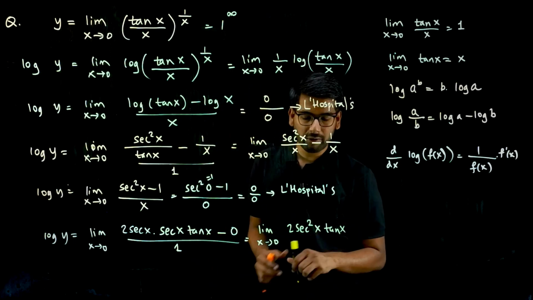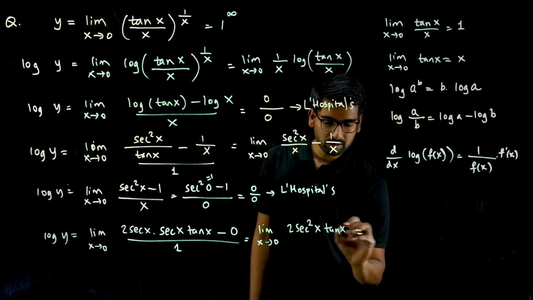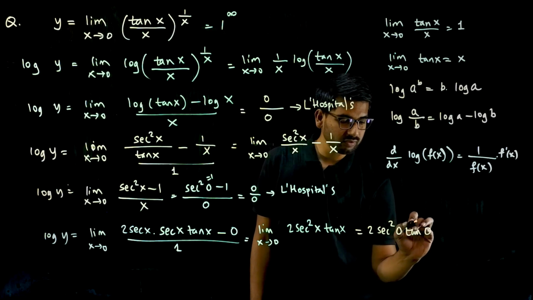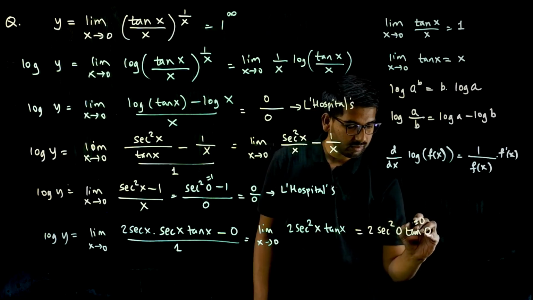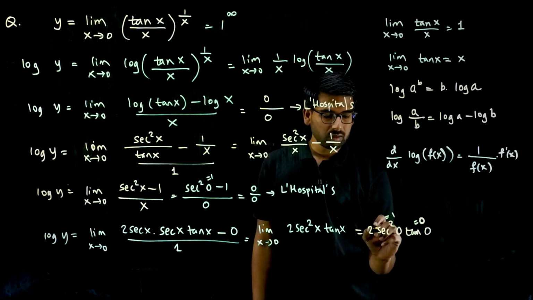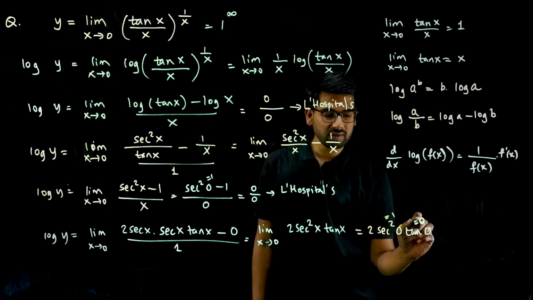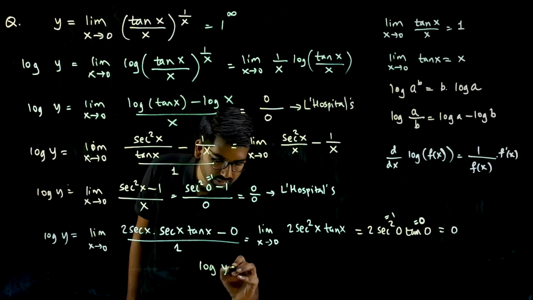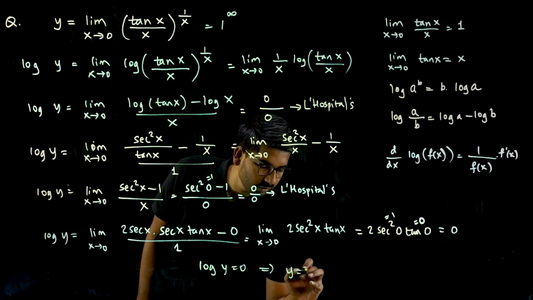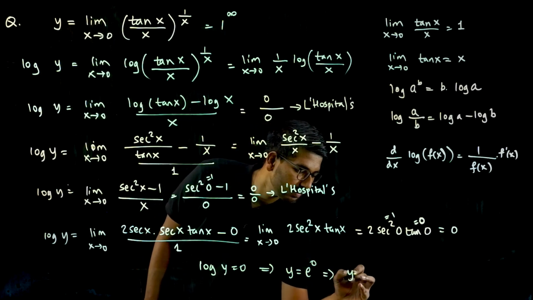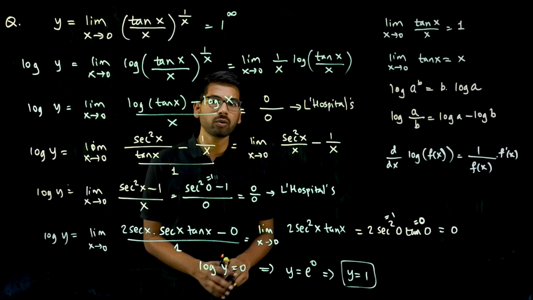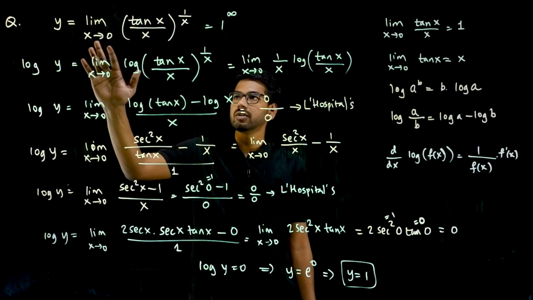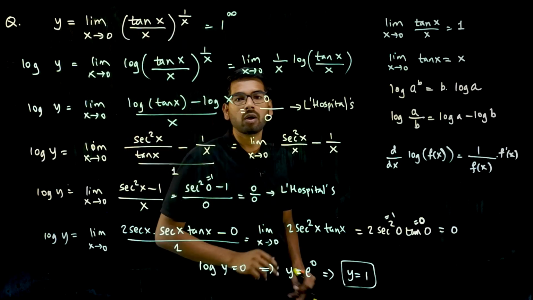Now if you evaluate the limit by substituting x equal to 0, what will you get? 2 secant square 0 tan 0. Tan 0 is equal to 0, and secant square 0 is equal to 1. So 2 times 1 times 0 is 0. So we got log y is equal to 0, or y is equal to e power 0, which is nothing but y is equal to 1. So the evaluated value is 1: the limit x tends to 0 of (tan x by x) whole power 1 by x is 1.